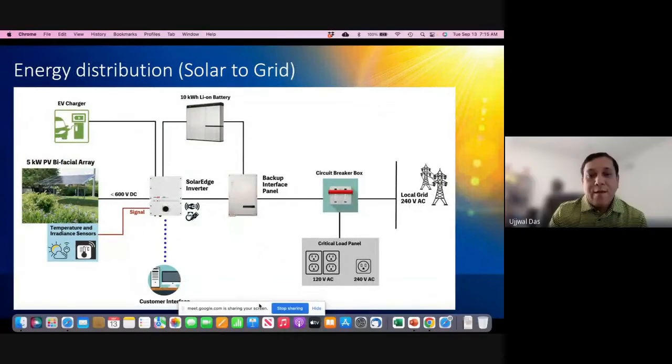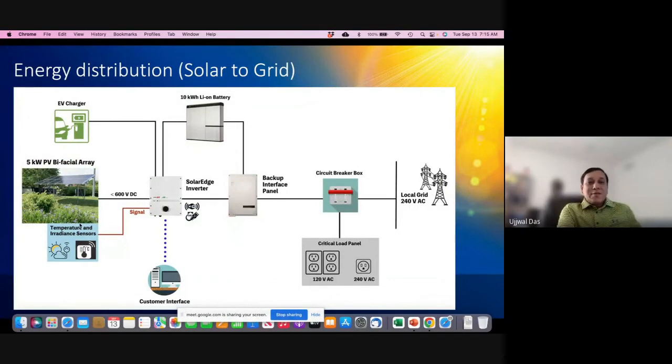Yes. Okay. So your question is, so we go from here to the local grid, and what would be the maintenance cost for the entire system? Is that right? Yes. Okay.